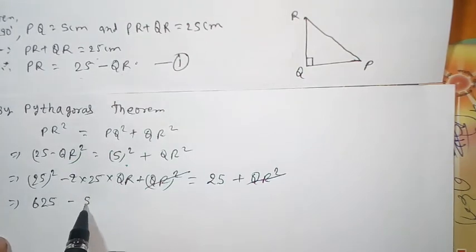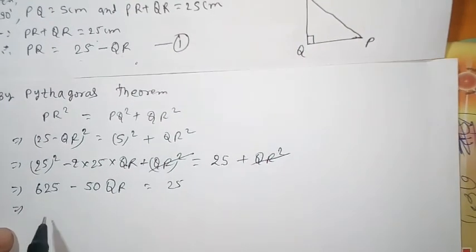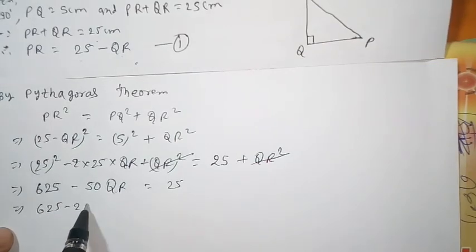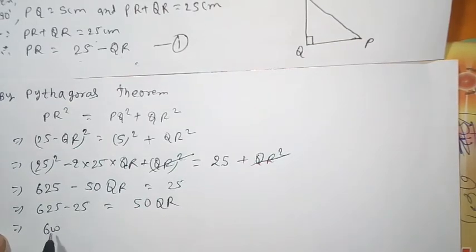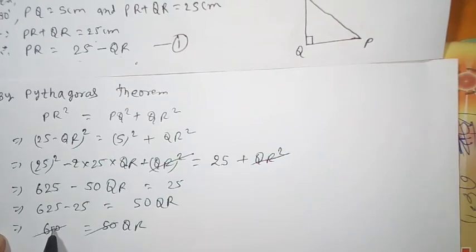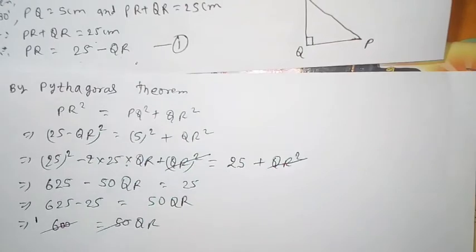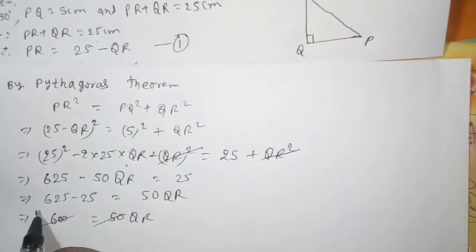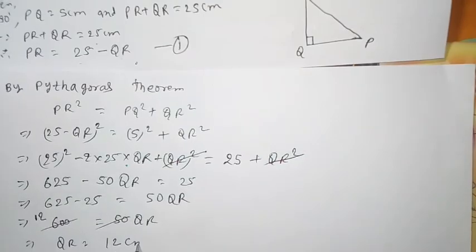minus 50 QR is equal to 25, implies 625 minus 25 is equal to 50 QR, implies 600 is equal to 50 QR. Now divide 600 by 50, then I get 12. Okay, implies QR is equal to 12 centimeters.